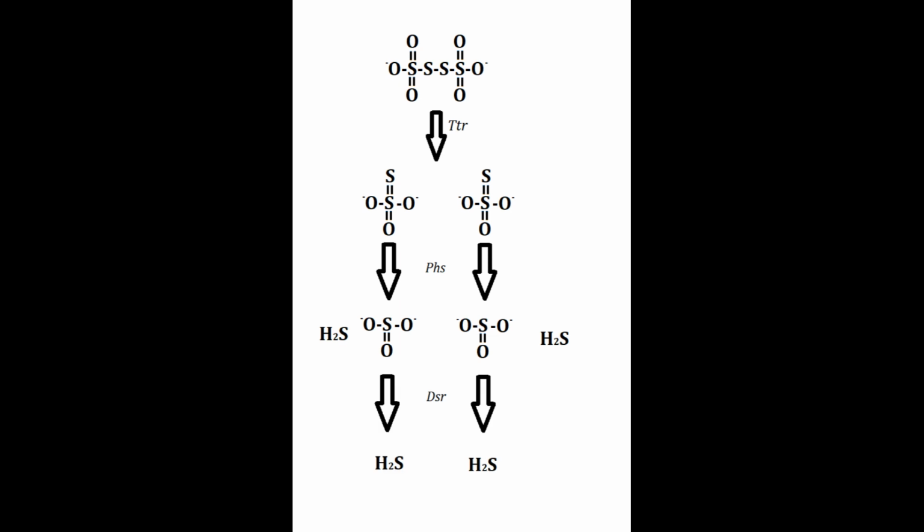Tetrathionate is reduced to two thiosulfates by tetrathionate reductase, or TTR, which is then reduced to sulfite and hydrogen sulfide by the thiosulfate reductase enzyme, or PHS. The sulfite is finally reduced to hydrogen sulfide by the DSR.